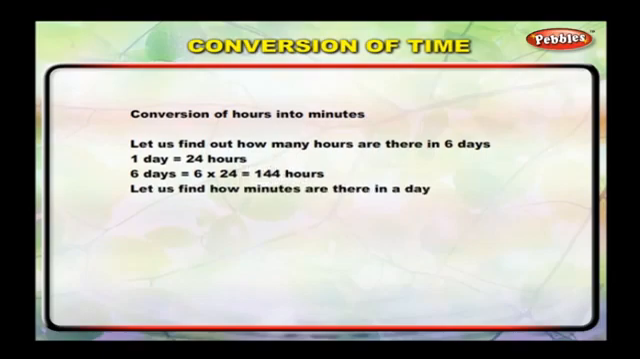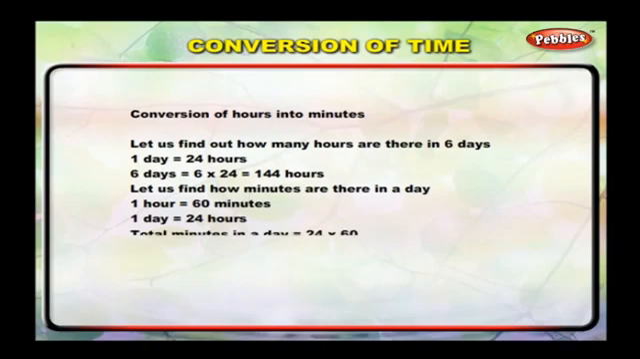Let us find how many minutes are there in a day. 1 hour is equal to 60 minutes. 1 day is equal to 24 hours. Total minutes in a day is equal to 24 into 60, which is equal to 1440 minutes.